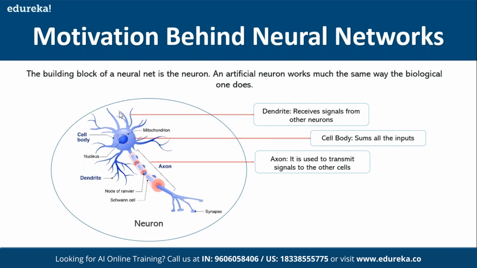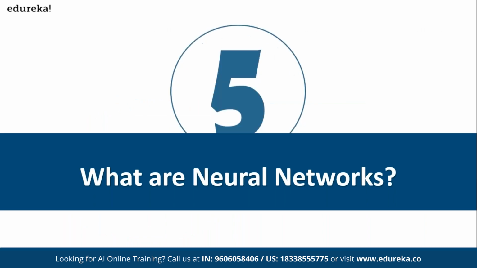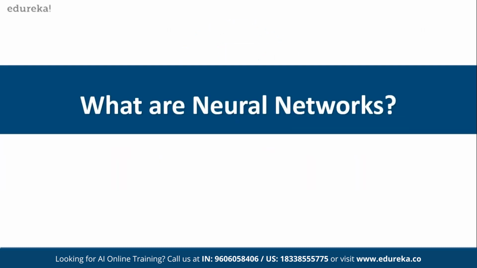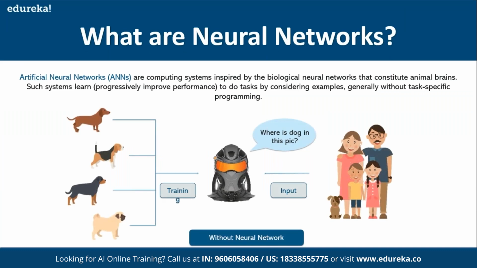The biological diagram of a neuron is something like this. It has a dendrite, which is an area which receives the signal from other neurons. Then you have the cell body, which is the area which sums up all the inputs. Then you have the axon, used to transmit signals to other cells. So this neuron became a motivational factor to create artificially enabled neurons. A combination of such neurons becomes a neural network.